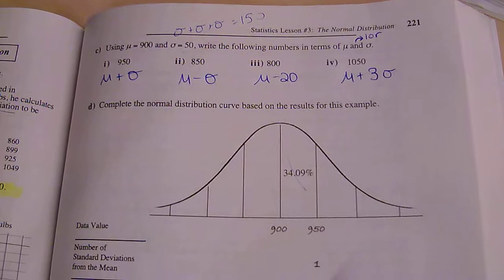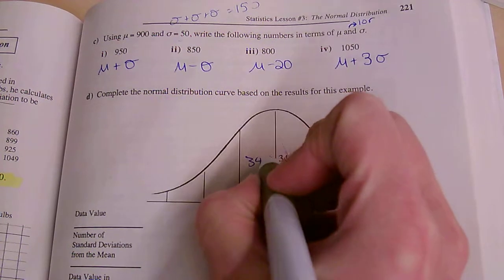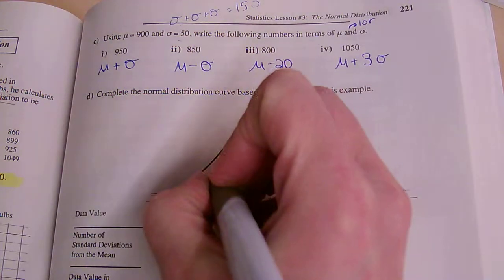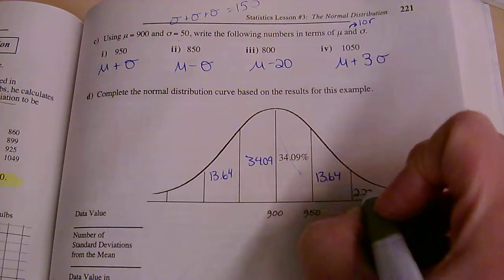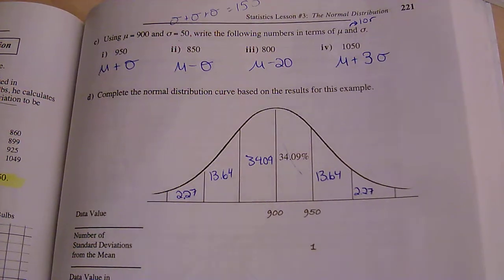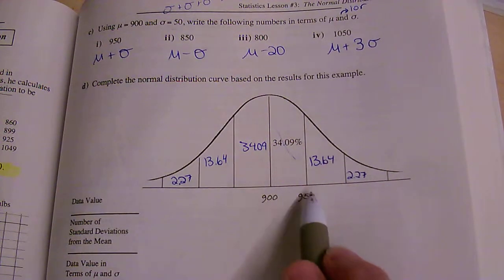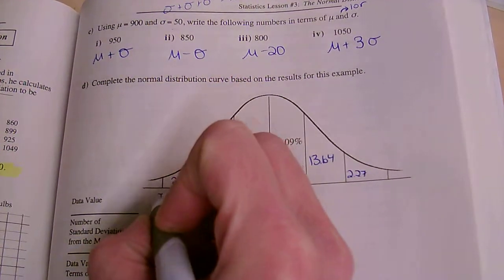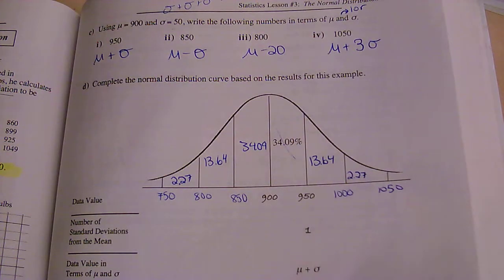Complete the normal distribution curve based on the results for this example. Well, this was 34.09. Either side of the 34.09 were 13.64, and then one more is 2.27. There we go. So the data values we can also fill in. So that's the 900, 950, then 850, 800, 750, and then up to 1,000, and then 1,050.